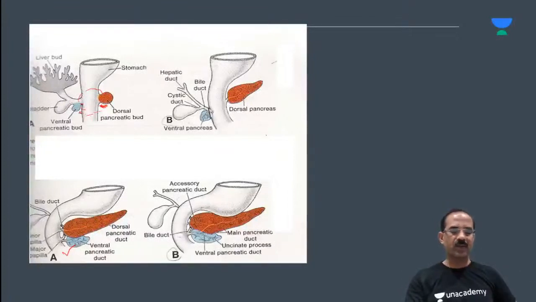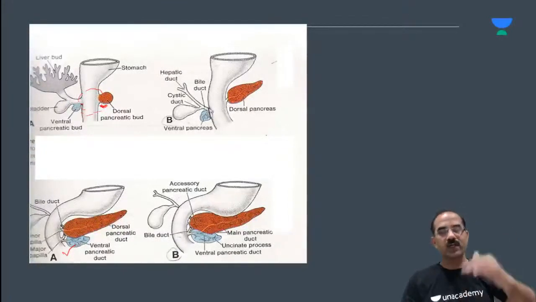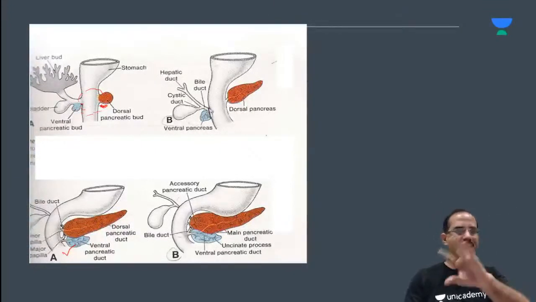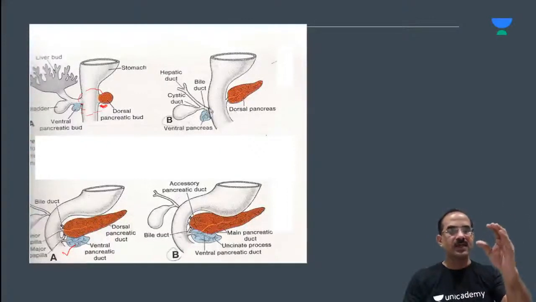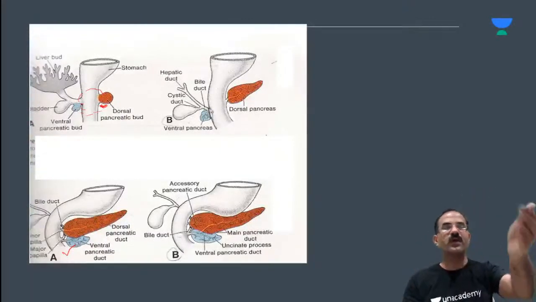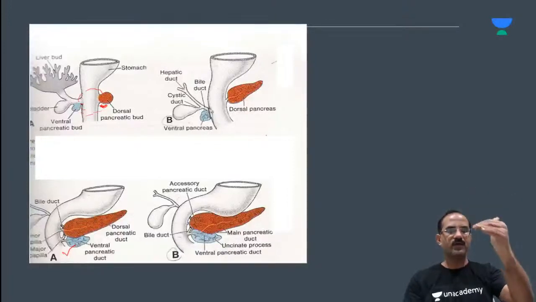The ventral pancreatic bud. So annular pancreas is due to defective migration of the ventral pancreatic bud. Now sometimes the ventral bud does not fuse with the dorsal bud. In this case we get a divided pancreas, and this is what we call pancreatic division.